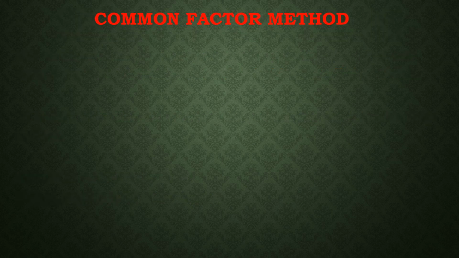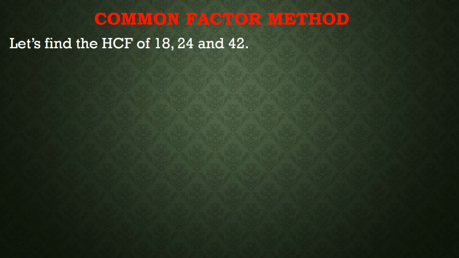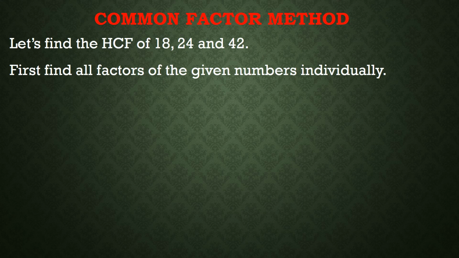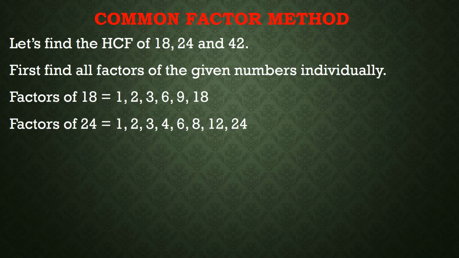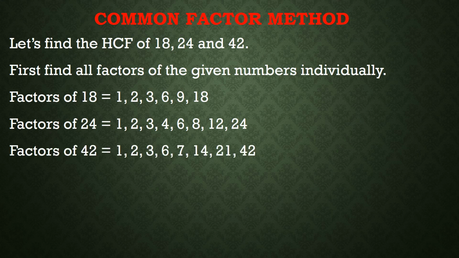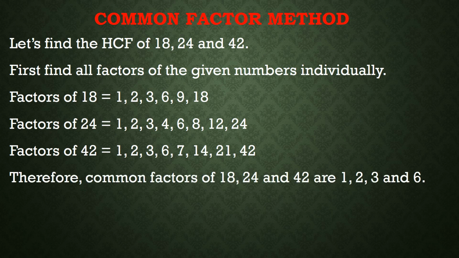Common factor method. Let's find the HCF of 18, 24 and 42. First, find all the factors of the given numbers individually. First, we will find the factors of 18: 1, 2, 3, 6, 9 and 18. Factors of 24 are 1, 2, 3, 4, 6, 8, 12, 24. Factors of 42 are 1, 2, 3, 6, 7, 14, 21, 42.